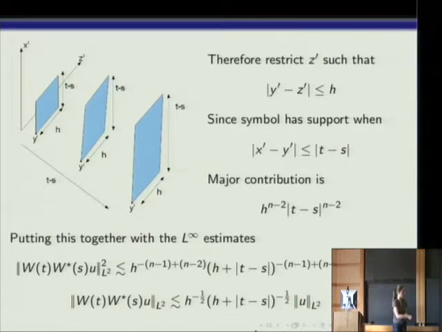Putting this together, we already had some L infinity estimates for the kernel. Then we put together this contribution from a very small region in space. This gives us the square of the L2 estimate, so then we need to take the square root, and we've obtained the form that we wanted for the L2 to L2 estimate. We have a growth of h to the minus a half put against a t minus s decay of h to the minus a half.